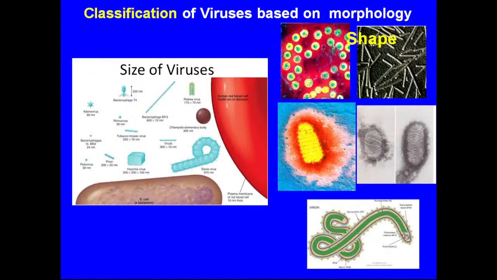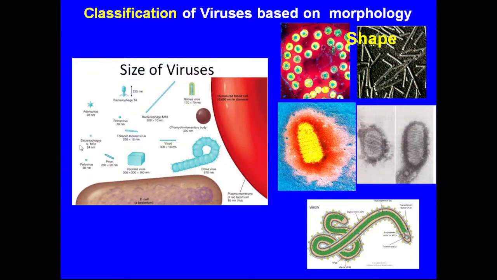So, classification of the viruses. They can be classified in many ways. First, the most simple one is classification of the viruses based on morphology. What does morphology mean? This is size, for example. Here you can see the comparative size of the viruses compared with the human erythrocyte or with the E. coli bacteria.